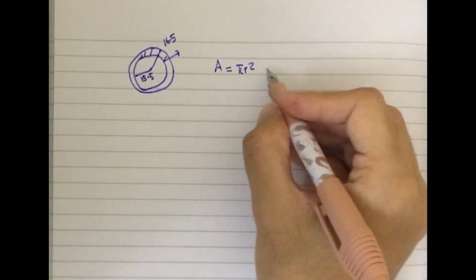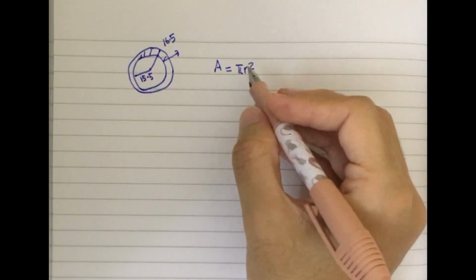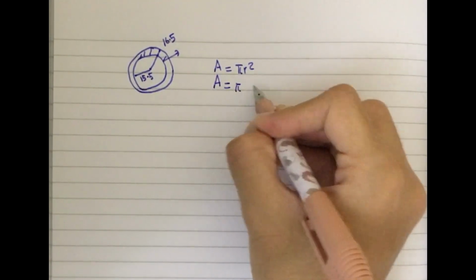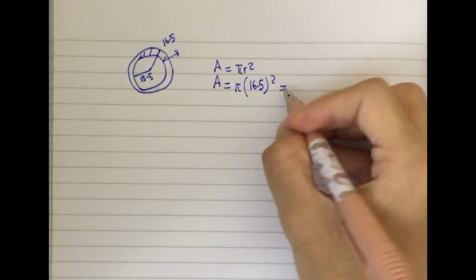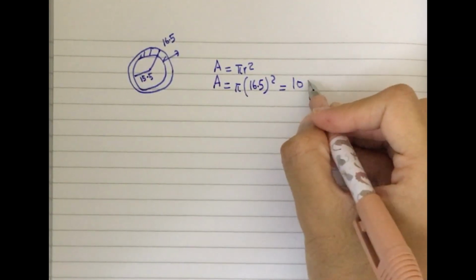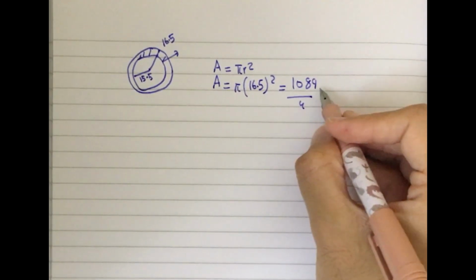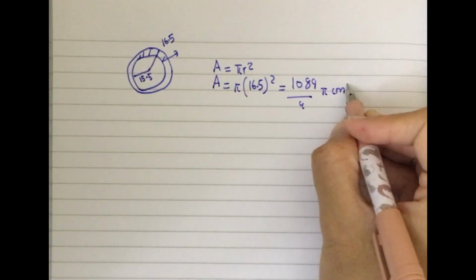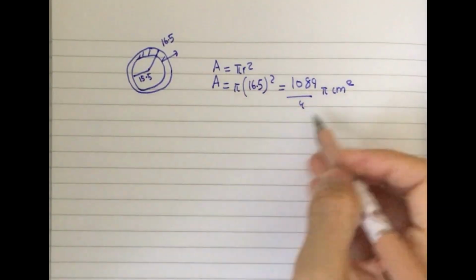So first let's calculate the area of the whole circle. We write A equals pi times the radius 16.5 squared, which gives me 1089 by 4 pi. I'm going to write it in fractions so that I can have a more accurate value, right? So 1089 by 4 pi centimeter squared. Okay, so this is my full cylinder area.